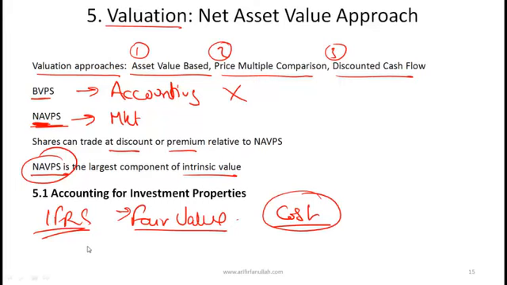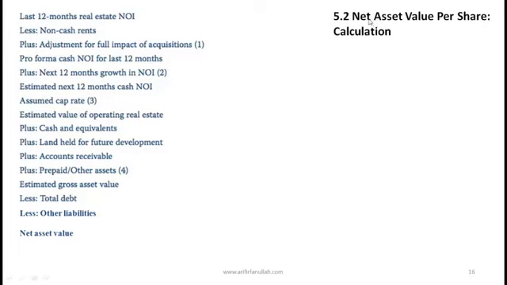US GAAP does not distinguish between investment properties and other long-term investments. Generally, companies that follow US GAAP will report based on historical cost. So there it is essential that we determine market prices and use those market prices to come up with NAV. Here we'll talk about how to calculate net asset value per share. This is extremely important and very testable.